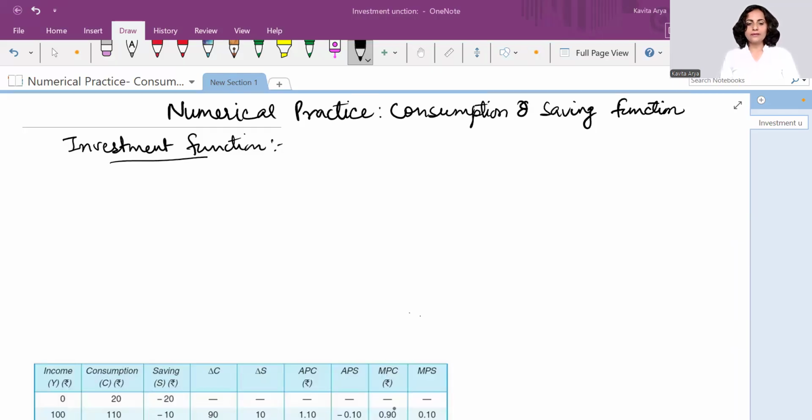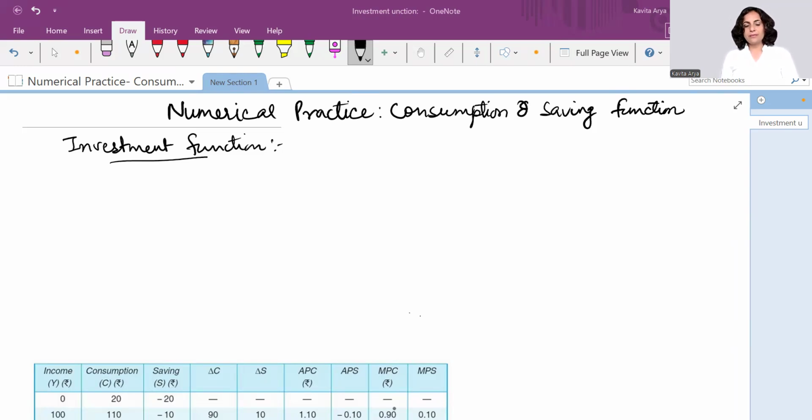Hello, students. Welcome back. Now that we have learned the concepts of AD and AS, savings and consumption function, I have curated another module, another assignment for you to make you aware of all the numerical aspects of all these concepts. So far, we have talked about these consumption and saving functions, but haven't touched as yet the investment function. So let's begin with this.